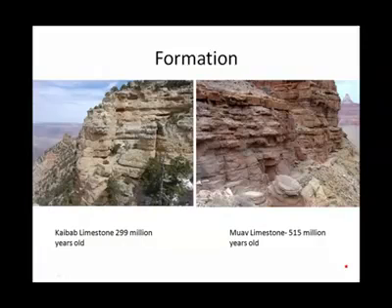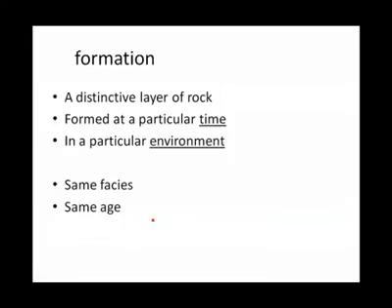This is called the Kaibab Formation, and this is the Moab Formation. They're different formations because they formed at different times. The Kaibab limestone is much younger than the Moab limestone. So a formation is a distinctive layer of rock formed at a particular time in a particular environment. They must be the same facies and the same age. They don't have to be the same thickness, however.